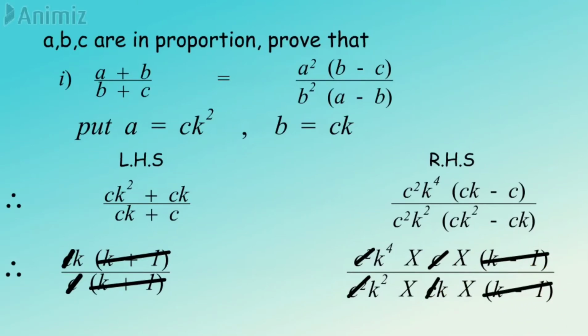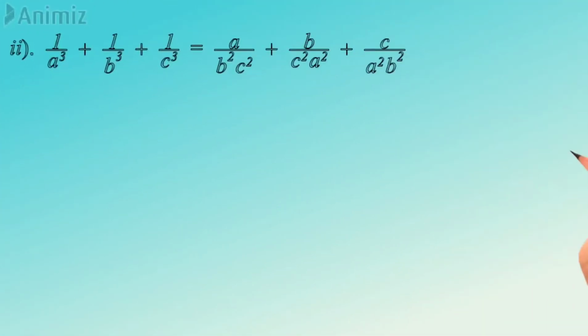Now on the right hand side, when you cancel k raised to 4 and k square, you will get k square, remaining factor. This k square you have to cancel with the k which is left on the denominator. After cancellation you will get k, correct? Now on the left hand side, observe you got the k, right hand side also k. So left hand side is equal to right hand side. Now students, let's solve the second one.